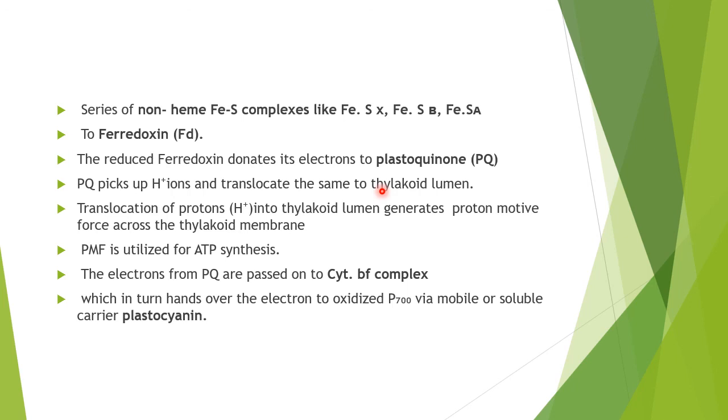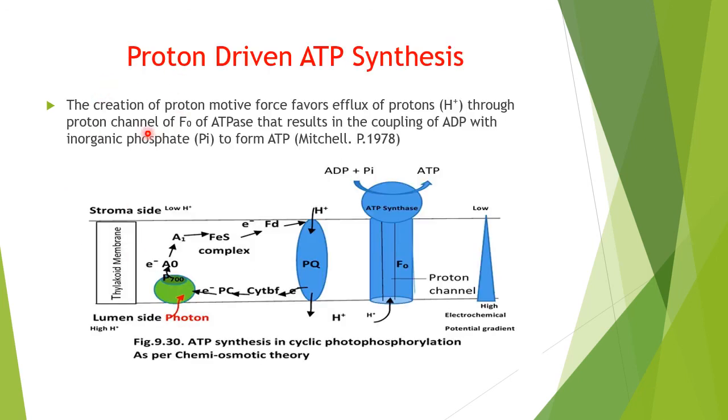And the same proton-driven ATP synthesis also takes place here. Translocation of protons into the thylakoid lumen generates a proton motive force across the thylakoid membrane. Proton motive force is utilized for ATP synthesis. Electrons from plastoquinone are passed on to the cytochrome BF complex, which in turn hands over the electrons to oxidized P700 via the mobile or soluble carrier plastocyanin. This is how the description of it is taking place. And then we will see how creation of proton motive force favors efflux of protons through the proton channel of F0 of ATP synthase that results in the coupling of ADP with inorganic phosphate. This is how it is taking place here.